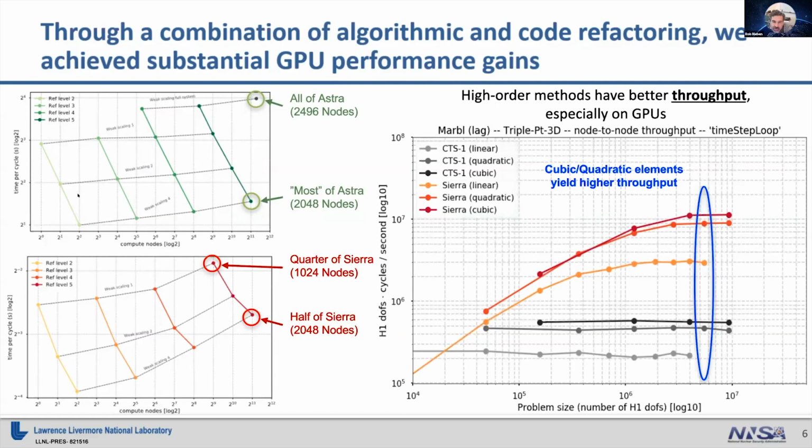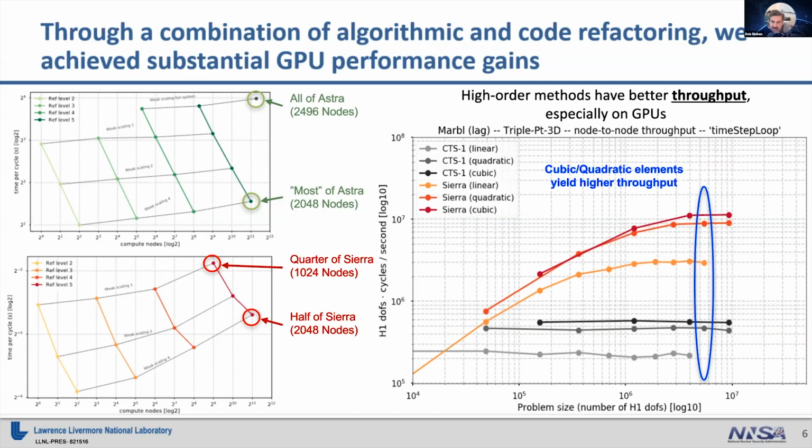So what I want to point out here, and I want to spend some time talking about, is throughput. You've seen this in Zanio's talks when he talks about performance. This is the number of H1 DOFs processed per cycle per second. And so higher is better. It means you're able to process more unknowns per problem size.